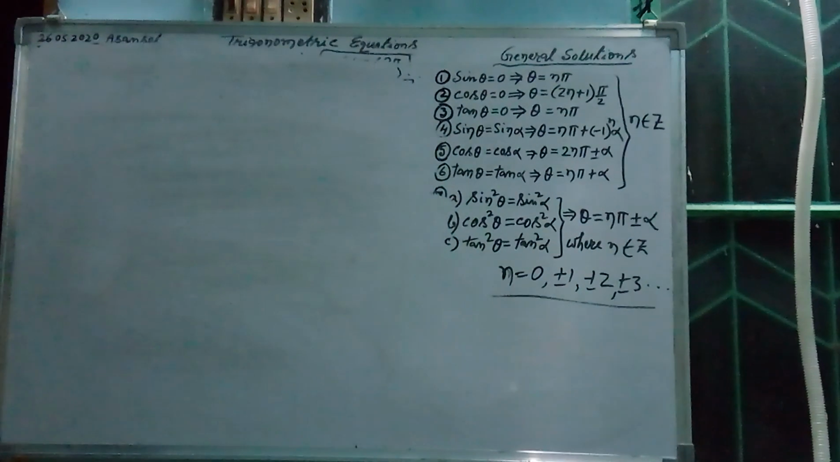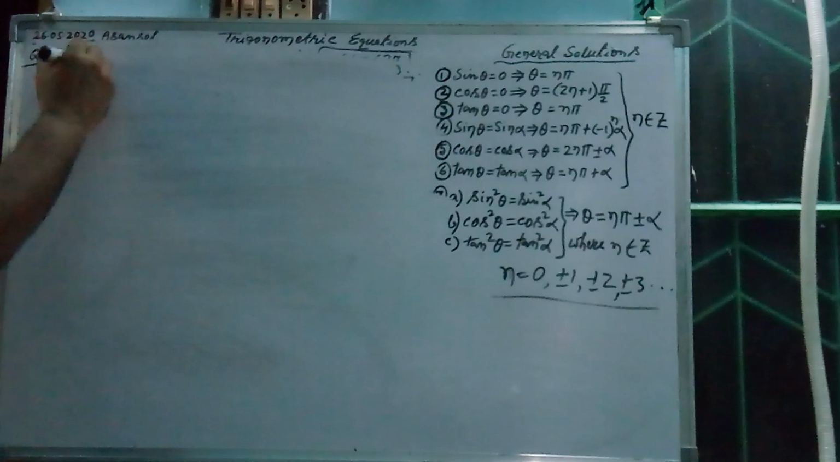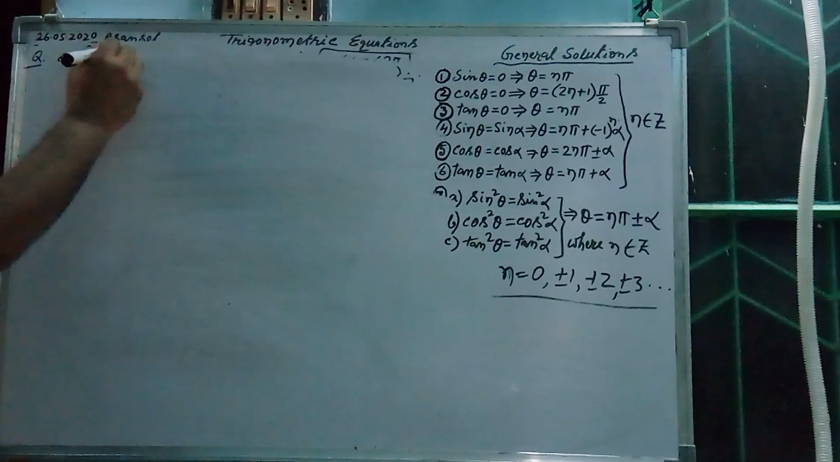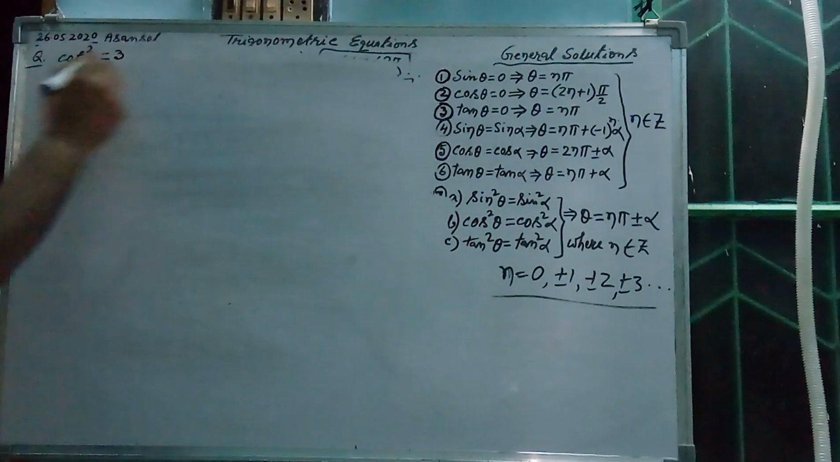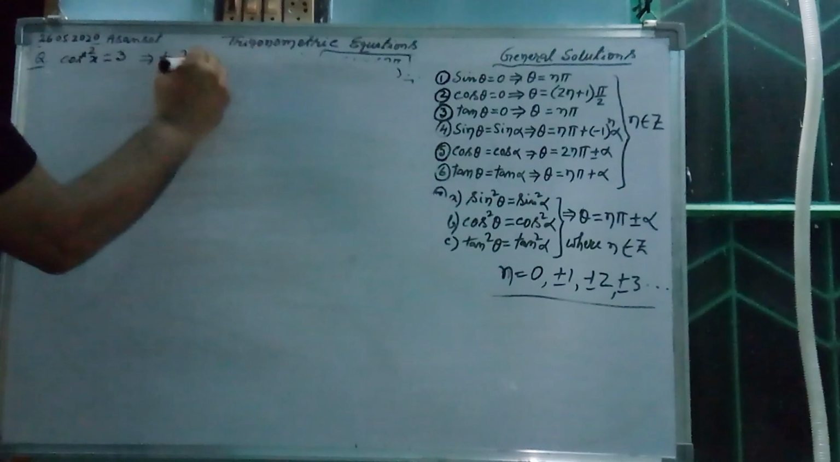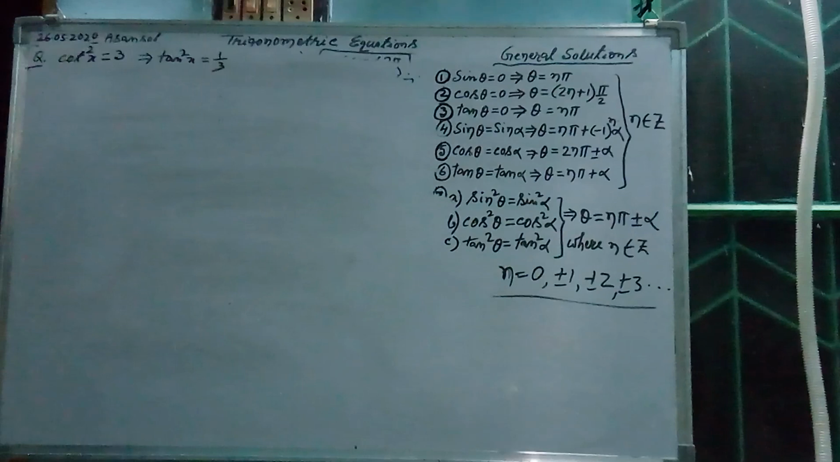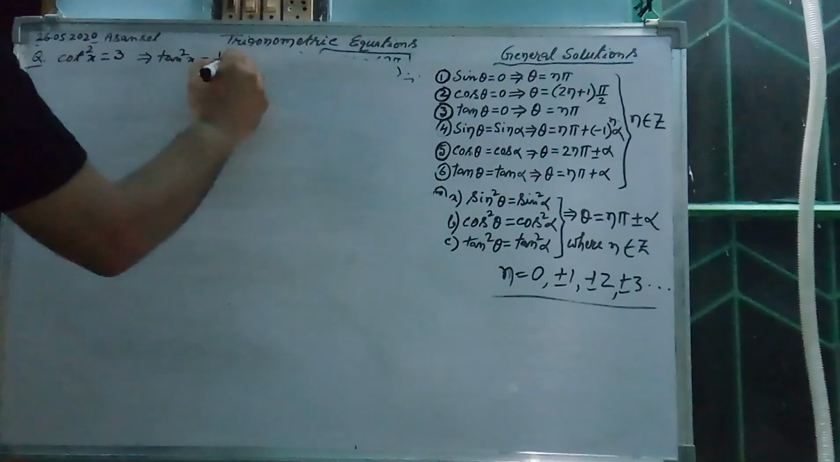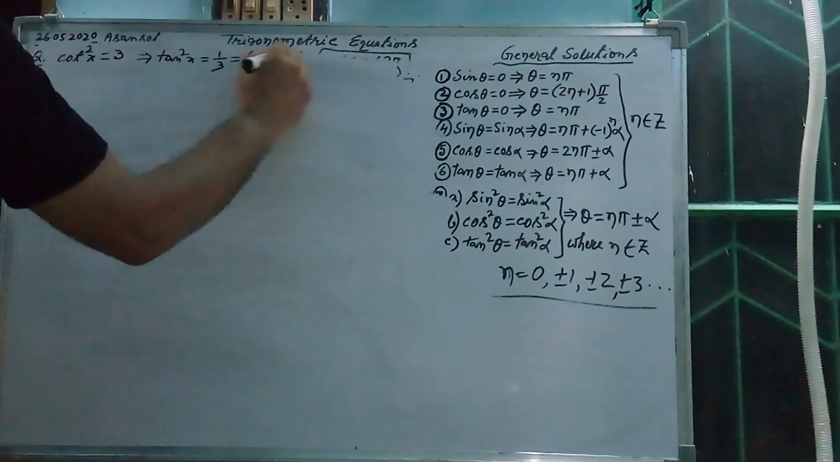And the general solution, if it is given cot square x is equal to 3. This can be written as tan square x is equal to 1 by 3. Tan square x is equal to 1 by 3 implies 1 by 3 can be written as (1 over root 3) whole square.